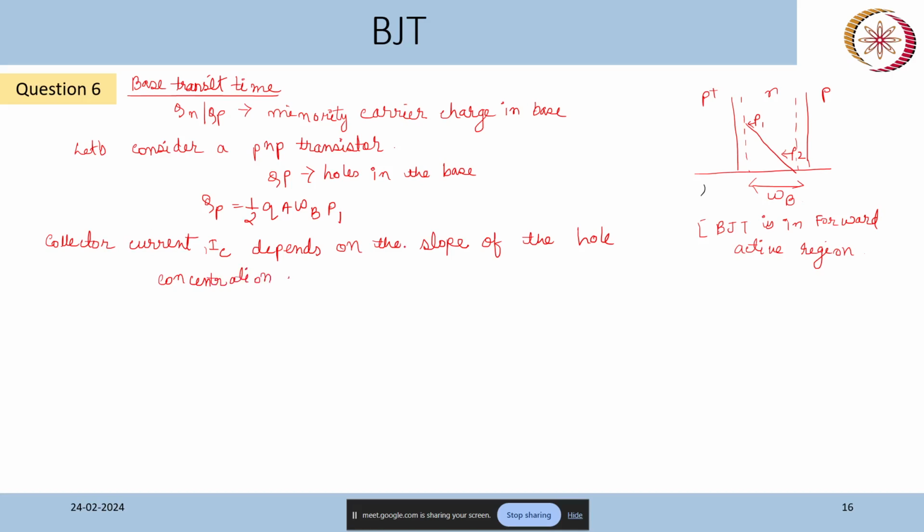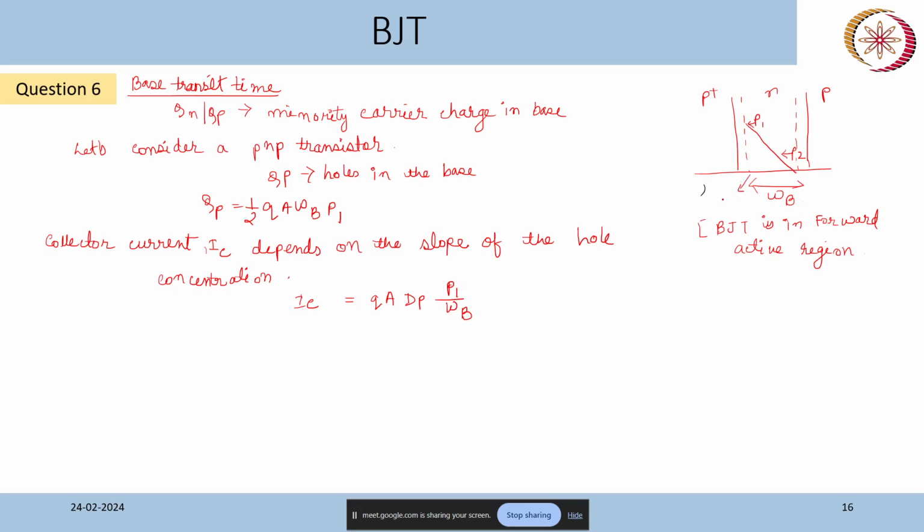Why does collector current depend on the slope of the holes? Because the holes will diffuse as the concentration gradient is like this. So holes will diffuse and it will give collector current. The expression for collector current, we are using a simplified expression. We are not considering the reverse bias current here. So that will be Q A, diffusion current basically, dP, P1 by WB. Here P2 we are considering as 0.